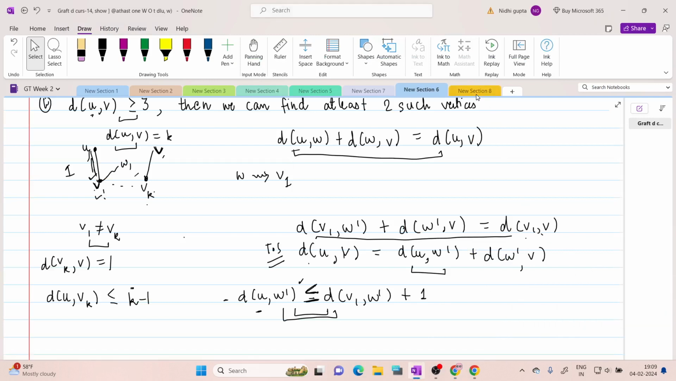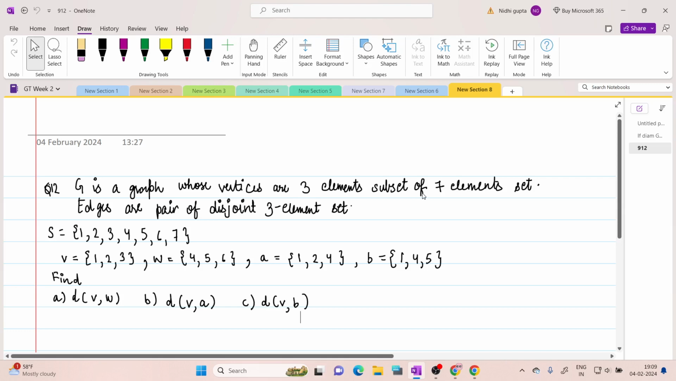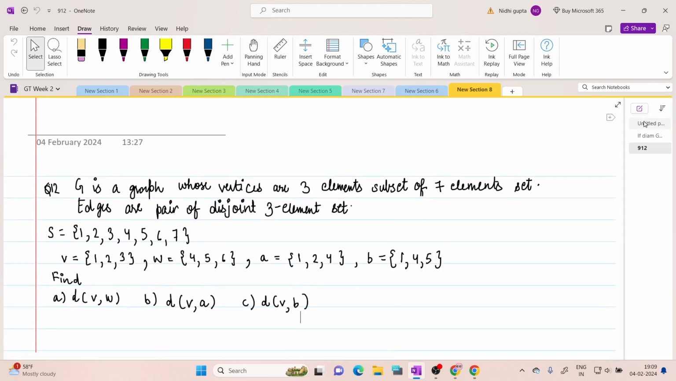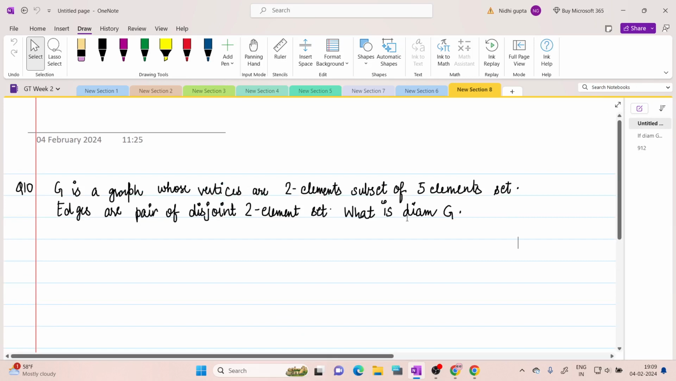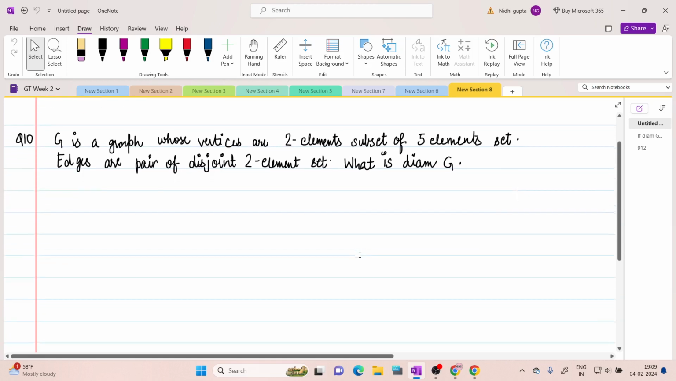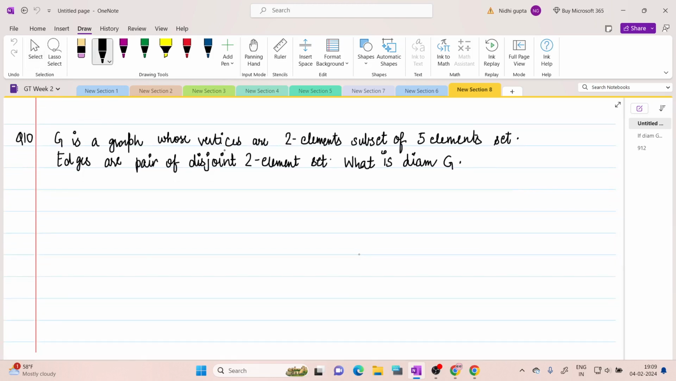Now let's look at the last question. Okay, so this is the extra question. So G is a graph whose vertices are 2-element subsets of a 5-element set. Edges are pairs of disjoint 2-element sets. What is the diameter of G? So first we need that 5-element set. Let me call this 5-element set 1, 2, 3, 4, 5.